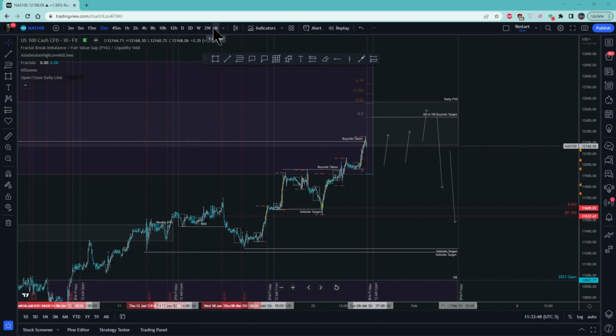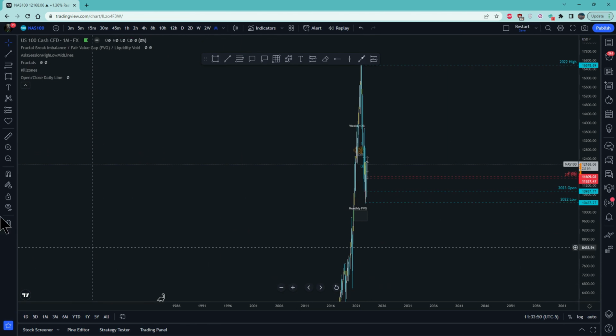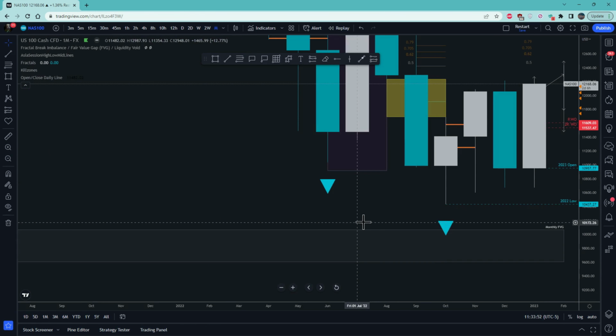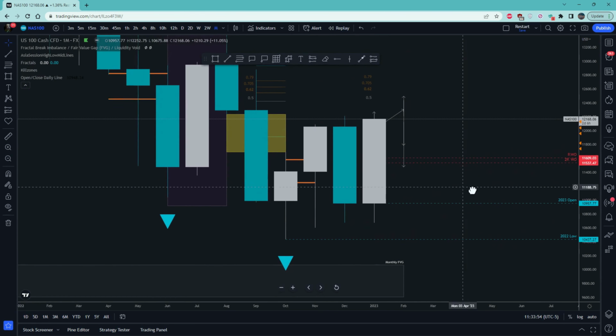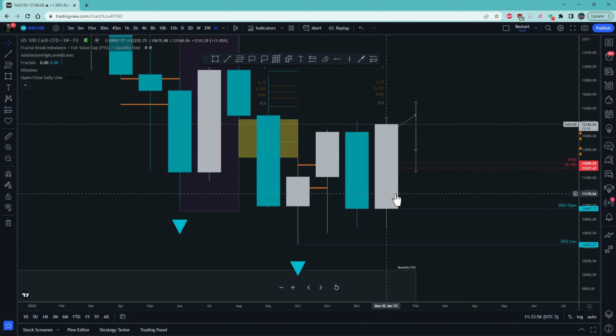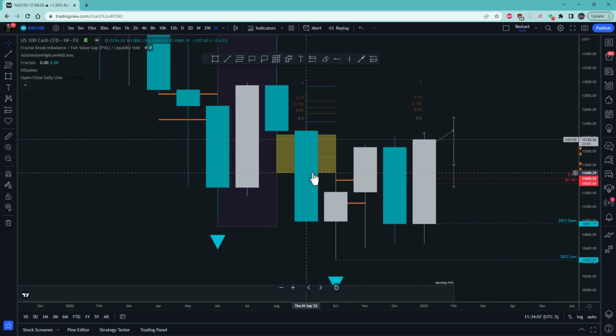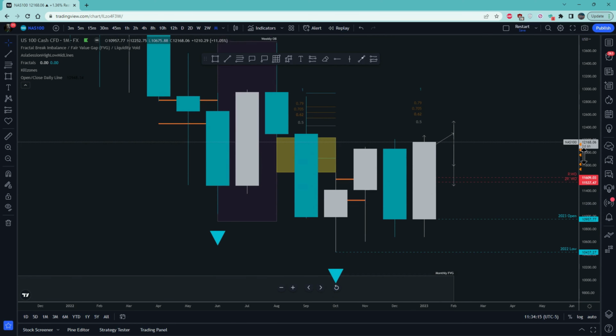So if we switch to the monthly, we can see that the month of January here has been a pretty bullish month. The month started here, is up here, and is likely to close somewhere up here as a bullish month. If you look a little back, we can see that we have a fair value gap, and that when price fell, it fell inefficiently. And now price has filled that gap.